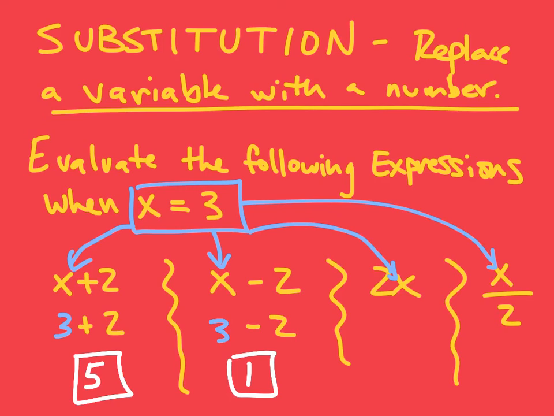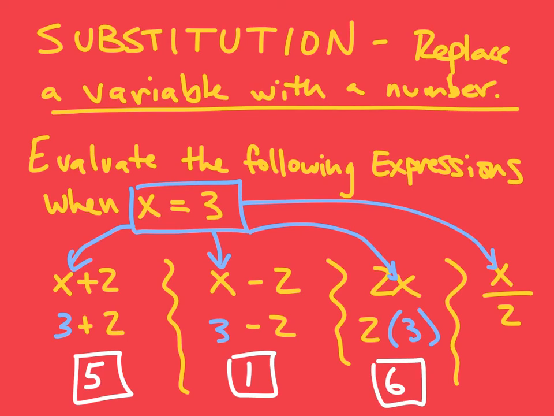The next one, I would do 2 and then 3. I'm going to put this in parentheses to show that I'm multiplying those numbers. Remember, if you've got a number next to a variable, that means multiply. When I plug that number in, I put it in parentheses. So 2 times 3 is going to give me a value of 6.